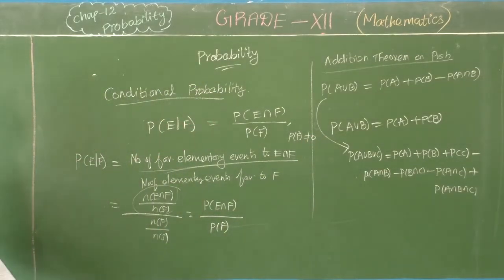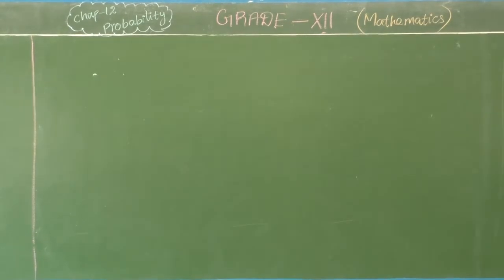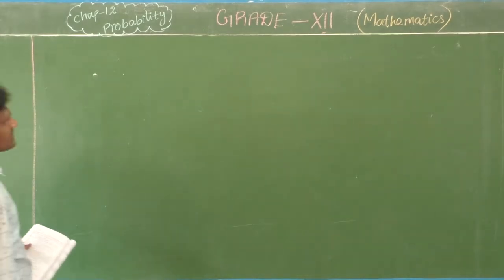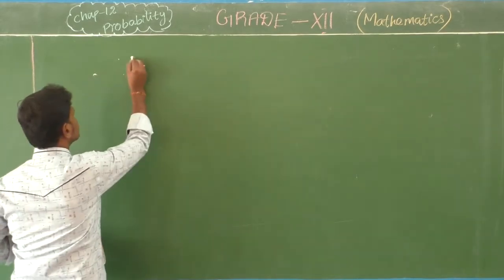Why, sir, are you taking P(F) not equal to 0? Suppose the event F is a null set, which means 0, then the conditional probability is not defined. That's why we are taking P(F) not equal to 0. Yes, students, now you got it. What is conditional probability? Now I am going to give you one example. Already you have used it in your lower classes.